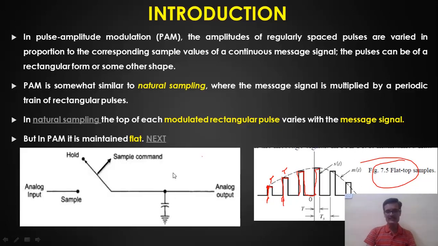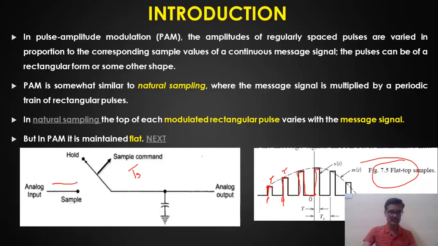So we can get this flat top sampled version, the PAM signal, by using what is called a sample and hold circuit. This circuit is called a sample and hold circuit, where we take the sample of the given analog signal by using a simple switch. The switch is closed at a regular interval, that is, time t equal to ts seconds. For every ts seconds, the switch is closed.